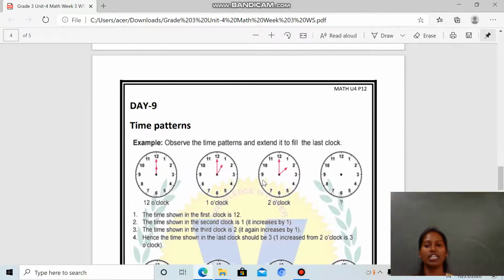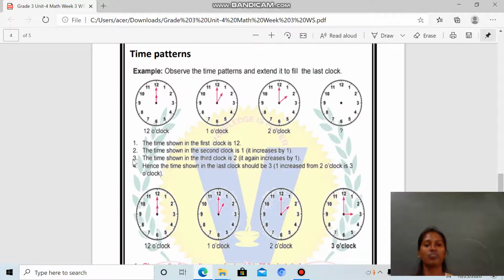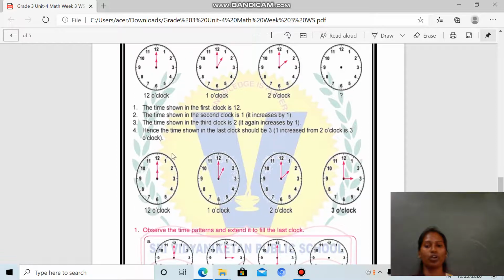Coming to day 9. The topic is time patterns. For example, observe the time patterns and extend it to fill the last clock. The first step: the time shown in the first clock is 12 o'clock. Second step: the time shown in the second clock is 1 o'clock. So it increases by 1.